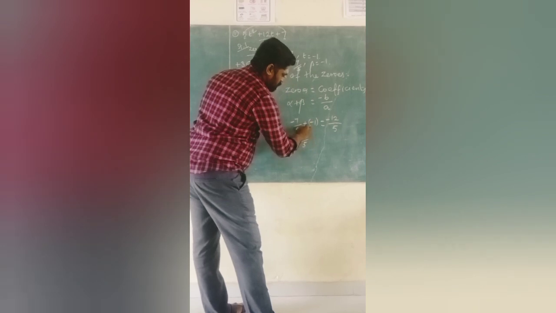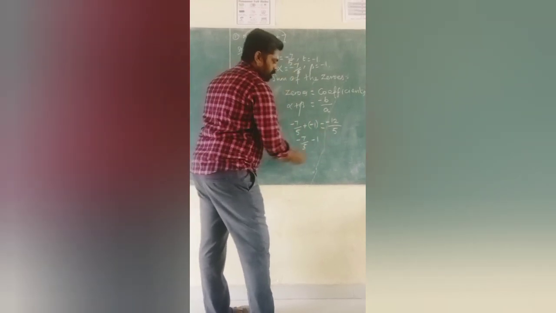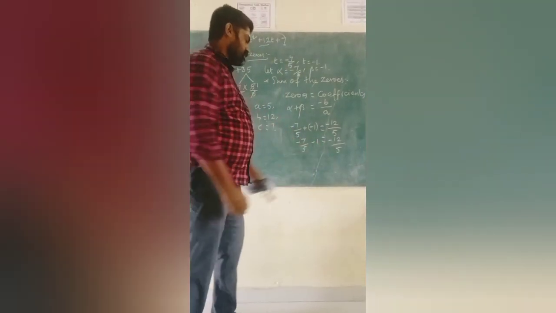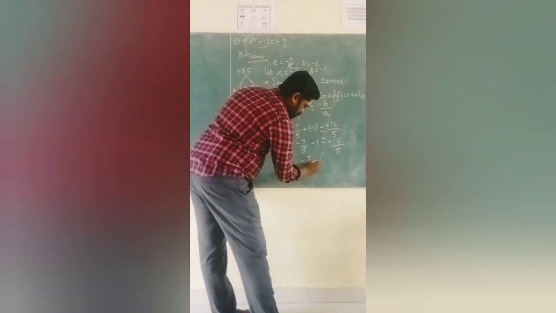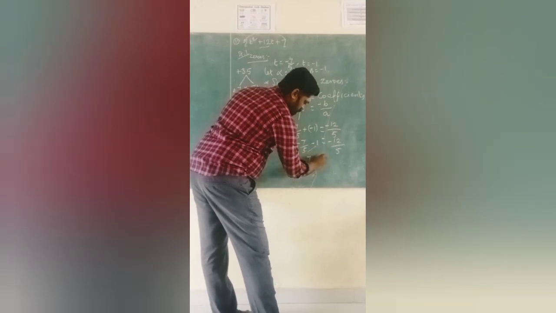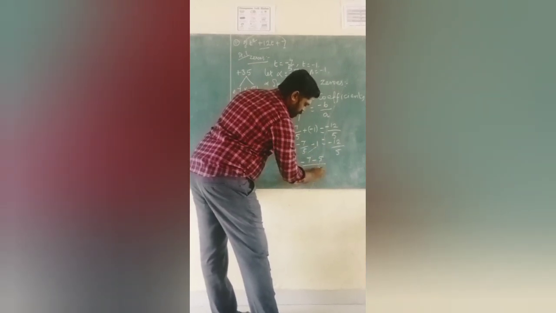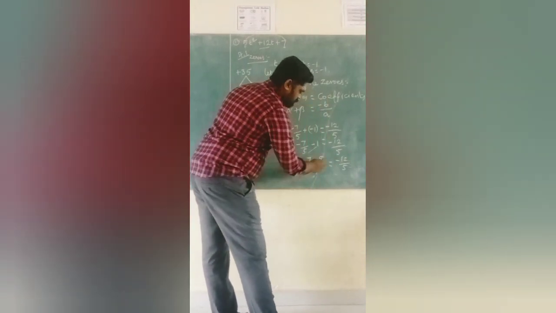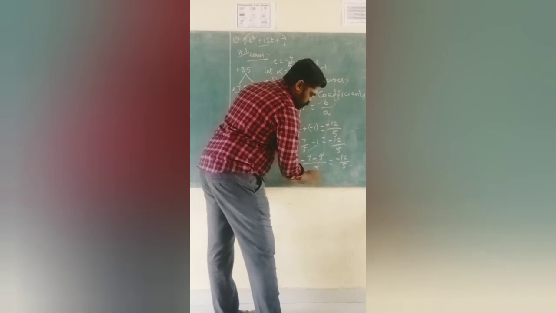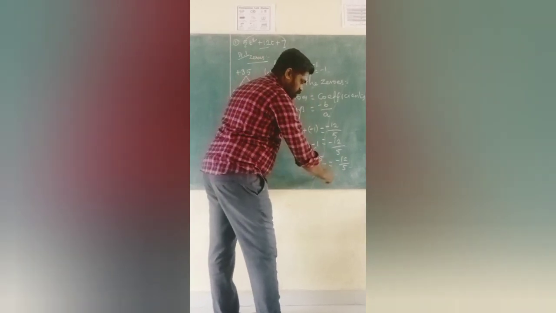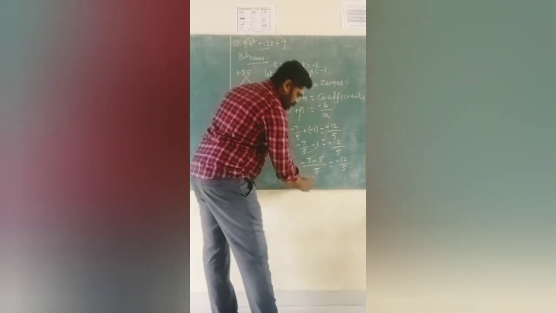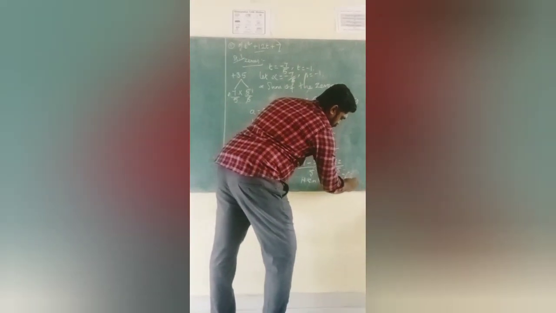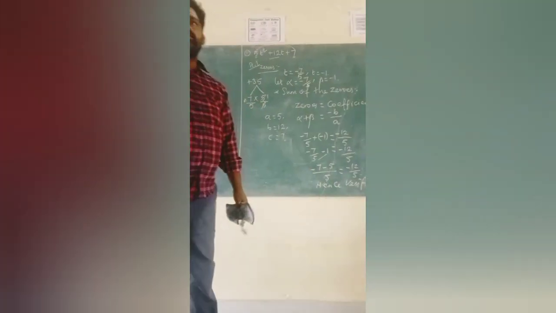Minus 7 by 5 plus minus 1 is equal to minus 12 by 5. So we need to take cross multiplication: minus 7 minus 5 into 1, 5 divided by 5, is equal to minus 12 by 5. Then minus 7 minus 5 is minus 12 by 5. So minus 12 by 5 equals minus 12 by 5. So hence verified. Understood or not?